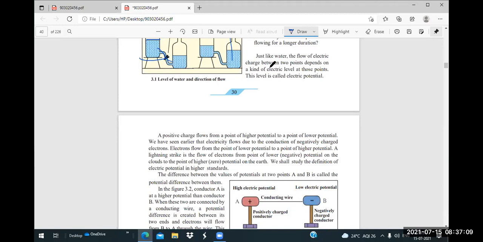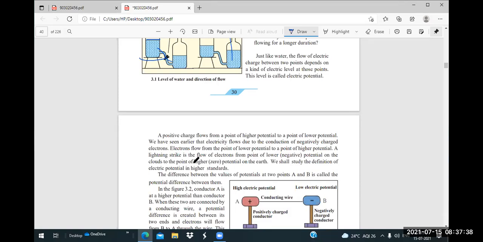So electrons flow from a point of lower potential to a point of higher potential. A lightning strike is the flow of electrons from a point of lower potential on the clouds to a point of higher potential on the earth. This is also happening from lower potential to higher potential. We have learned about the lightning strike in 7th and 8th standard. Yes or no?